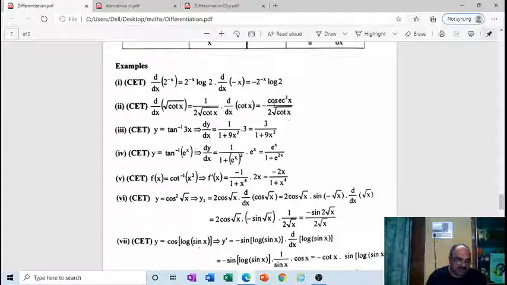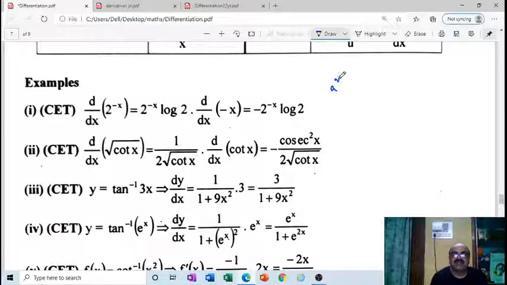Let me start with 2 to the power minus x differentiation, which is a to the power minus x. A power x differentiation is a power x into log a. So here in place of a power x, it is 2 power minus x. 2 power minus x differentiation is 2 power minus x into log 2.